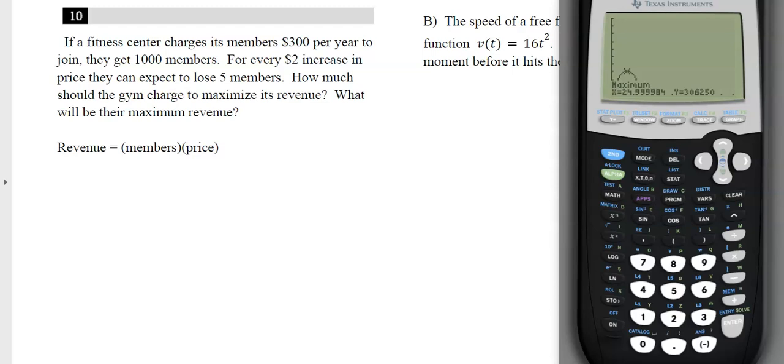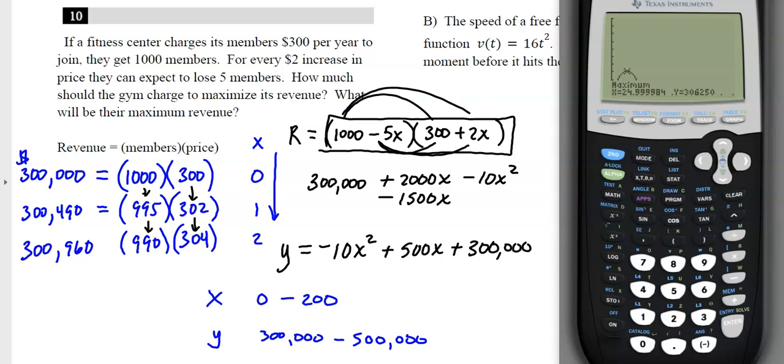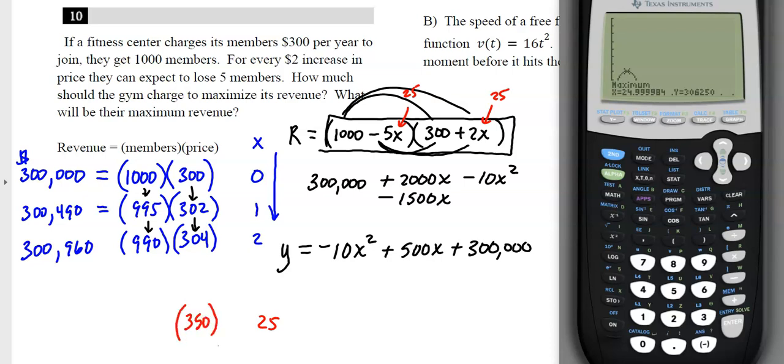So it looks like at about 25 iterations, we get to 306,250. So when x is 25, I'm going to put this into perspective here. Do a little erasing. Looking at my table, if I jump all the way down to the 25th price increase, if I put 25 in for both of these numbers, that's looking like I raise my price up to $350. And 25 times 5, well, that's 125. So I'm going to lose 125 members. So I'm only going to have 875 members.